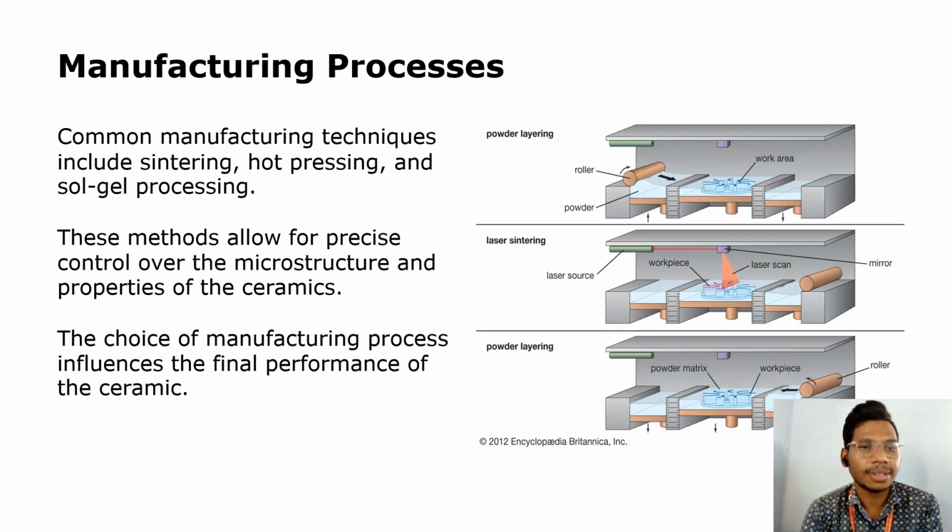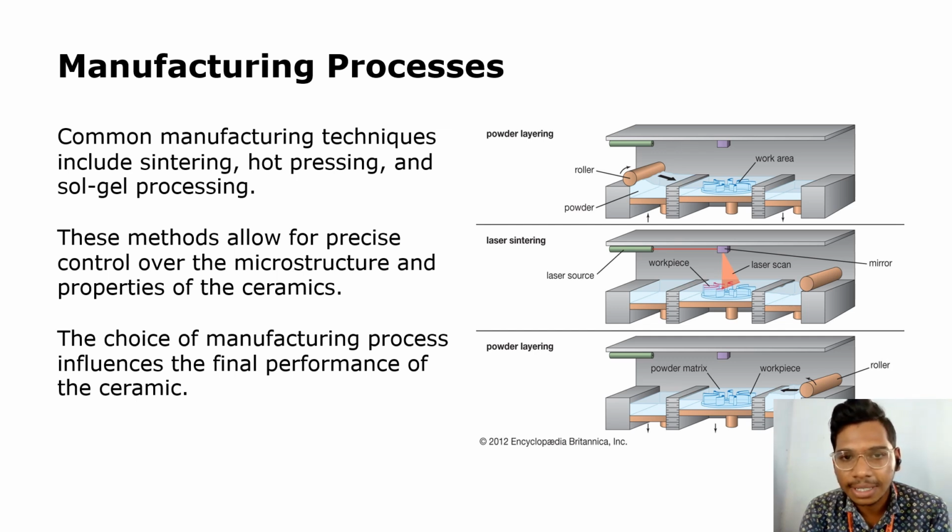Manufacturing process of ceramics. Common manufacturing techniques include sintering, hot pressing, and additive processing. These methods allow precise control over the microstructure and properties of the ceramics. The choice of manufacturing process influences the final performance of the ceramics.